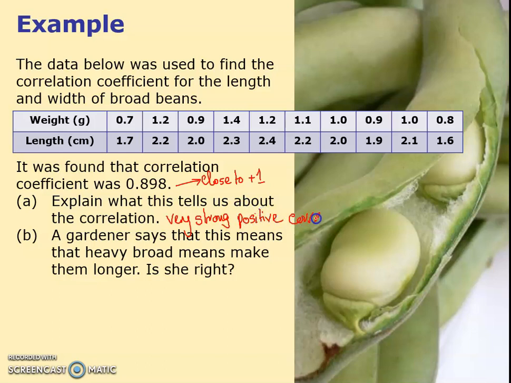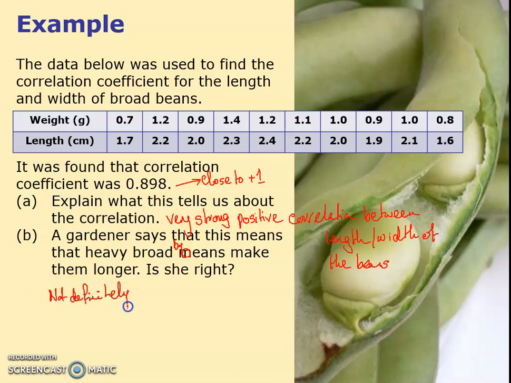And you'll probably need to write that it's not only a very strong correlation between the length and the width of these beans. So I'm going to write length/width. I think you should say some context in the question of the beans, the broad beans. So a gardener says this means that heavy broad beans make them longer. Is she right? Well, possibly, but possibly not. So I would probably say here, not definitely correct.